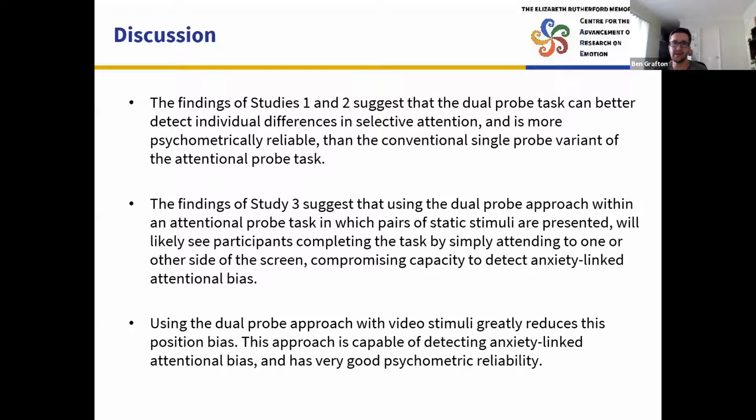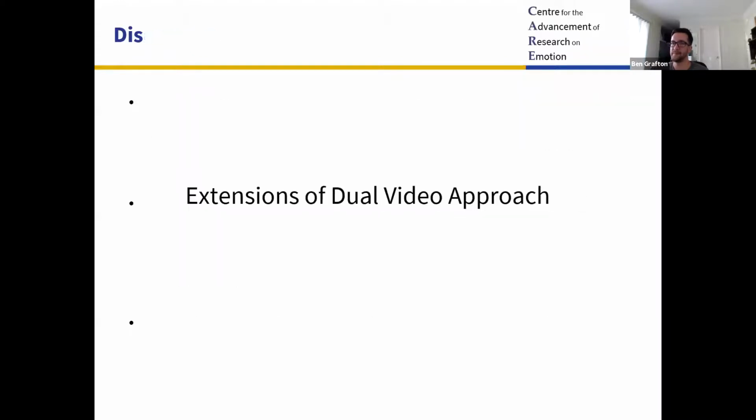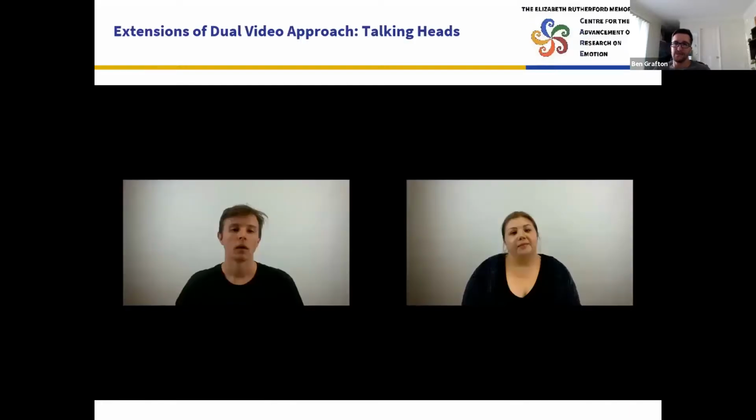That was our first approach for looking at anxiety-linked attentional bias with the videos and with the dual probes. I don't think it was ever going to be the best approach, because I just don't think Hollywood movies are going to be the best kind of stimuli for capturing anxiety-linked differences in attentional bias. So I'll talk a bit now about the extensions we've done with this dual probe approach in order to address new hypotheses. This is what we call the talking heads approach. And this is where you can let your imagination run free in terms of what you can do with videos and the type of hypotheses you can now address.